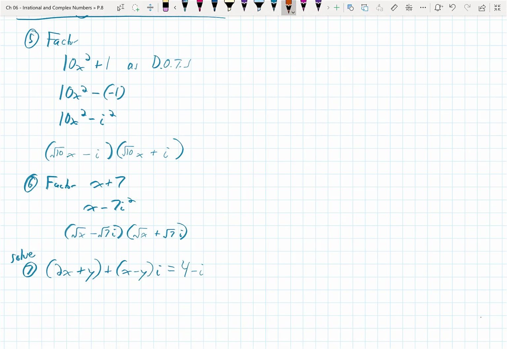All right. For this kind of problem, we need to look at the real part of the left side and the real part of the right side. So I'm going to ignore the non-real part and just look at the real part of the left side, which is the part that doesn't have an i in it. What's the real part of the left side? 2x plus y.